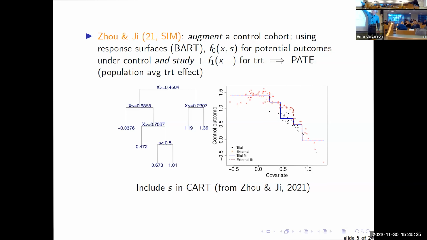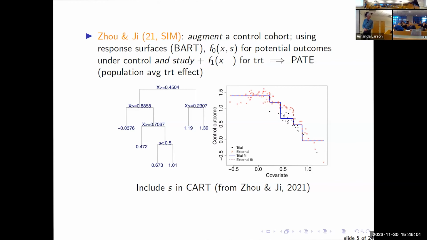This is for outcome X under control, and this is for covariate X under control, covariate X under treatment. And the main trick that they do is for the BART under control, they add a second argument, the study indicator. What that creates is a regression tree that provides a flexible model for the outcome and explains how things might be different in the current study. And that enables them then to pull in the historical data and adjust for differences.